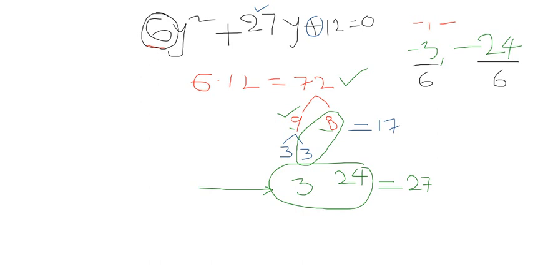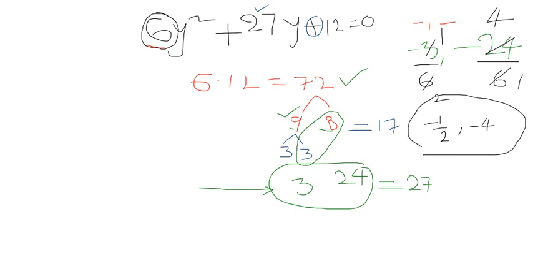Here is there any cancellation? 3 1s are 3, 3 2s are 6. Here 6 1s are 6, 6 4s are 24. So here minus 1 by 2 is the first root and minus 4 is the second root. Got it? These are the answers for this particular problem, guys.